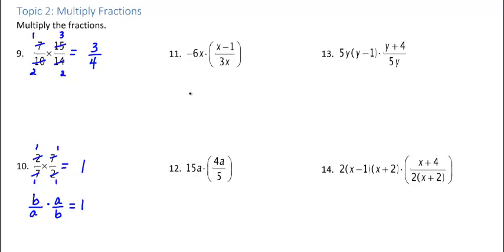The remaining problems will give you an idea of what you'll see when you actually go to solving rational equations, that is, when you multiply an expression by an LCD. So if we have negative 6x times the fraction x minus 1 divided by 3x, we want to divide out the common factor first. So 3x goes into negative 6x negative 2 times, and then we multiply negative 2 times x minus 1 to get negative 2x plus 1.